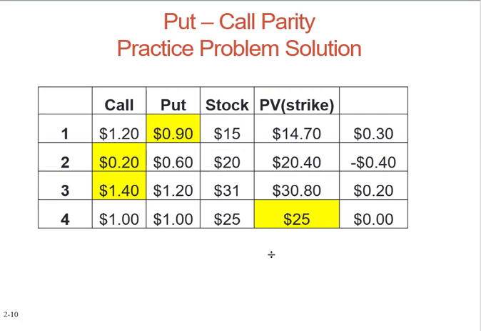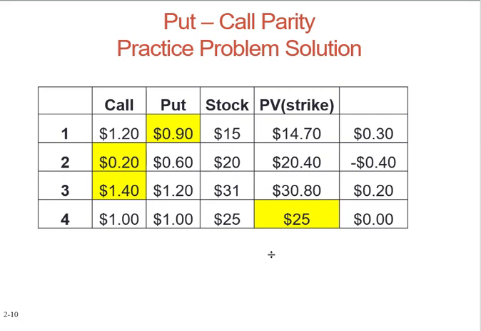So in the first one, the put is going to be 90 cents. We see that because the call minus the differential of 30 cents is 90 cents. In the case of the call, it's going to be put plus the differential. If we look at number 2, the differential is negative, so 60 cents plus a negative 40 cents gives us a call of 20 cents. The $1.20 put plus the differential of 20 cents for number 3 makes the call $1.40.